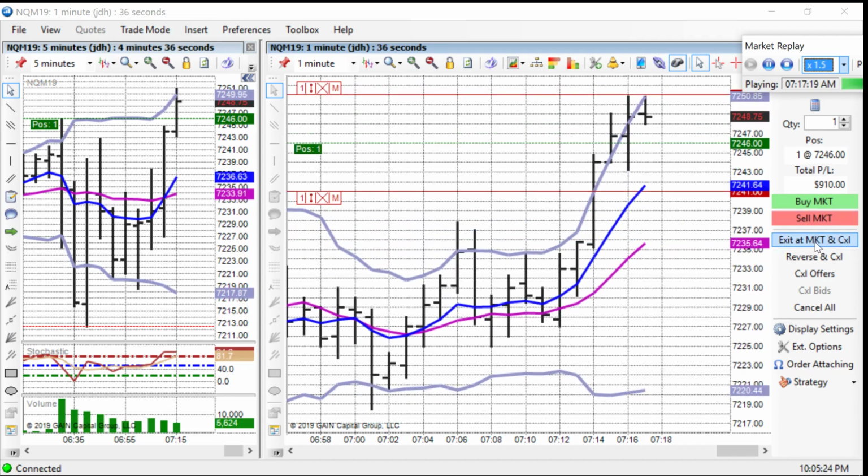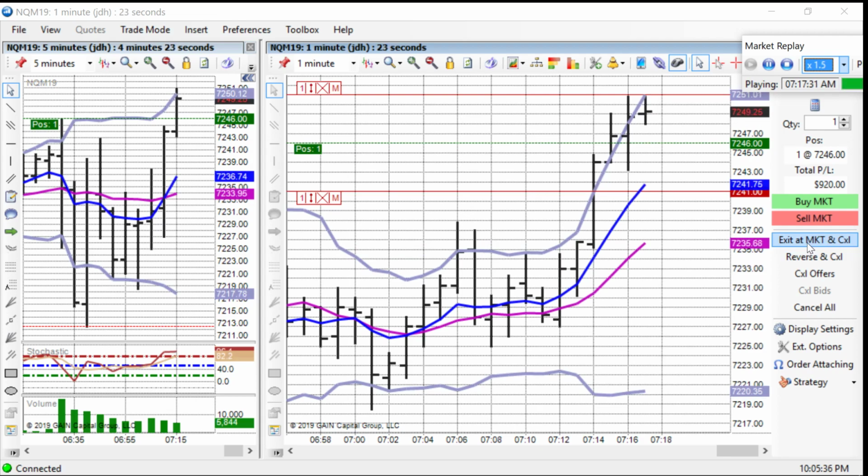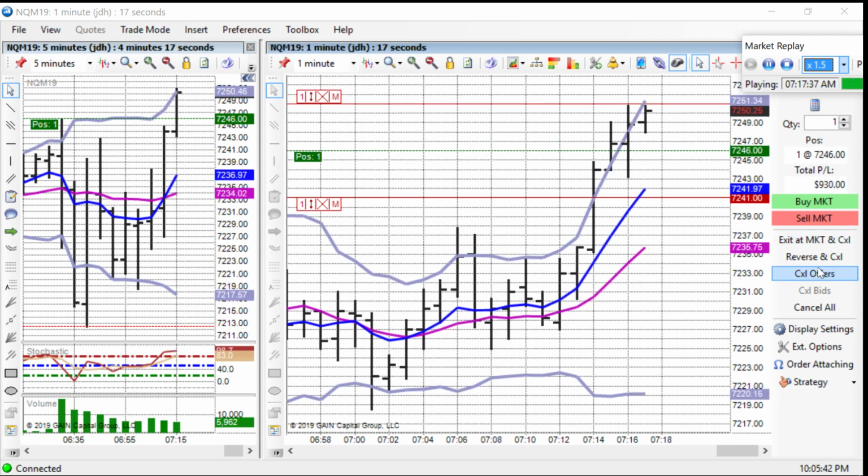Get the cursor on the exit at the cancel button. As I should with any type of risky trade like that, always keep the cursor on the exit the market button right here. It's lit up in blue. It's a handy feature of this particular platform. Looks like it's going to hit it.